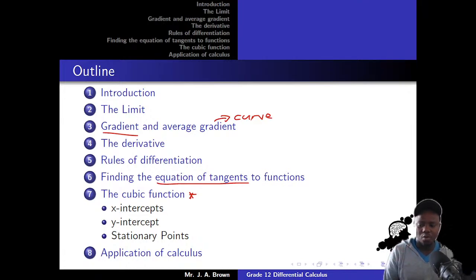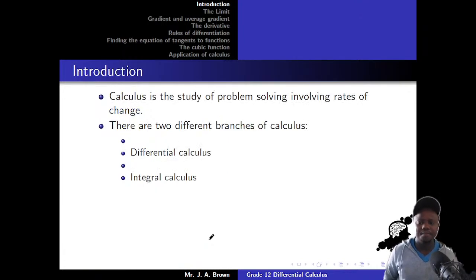I know some of you wrote your exams quite recently and maybe things went excellent, maybe things did not go so well for you, but this will definitely assist you in preparing for your final exams and in general just getting to understand differential calculus a lot better. Without any further ado, let's get straight into it.